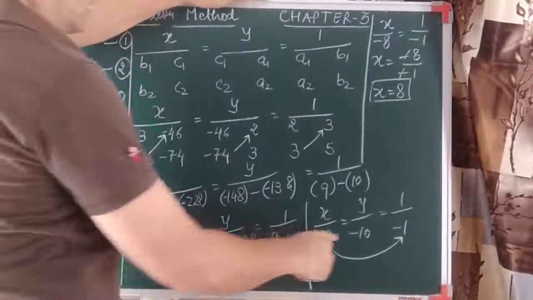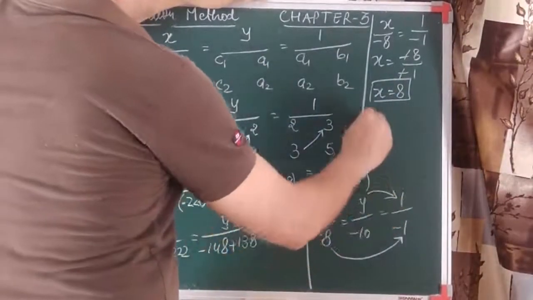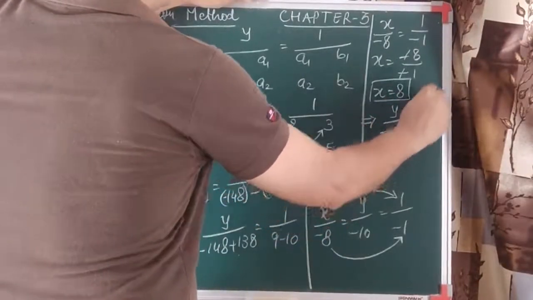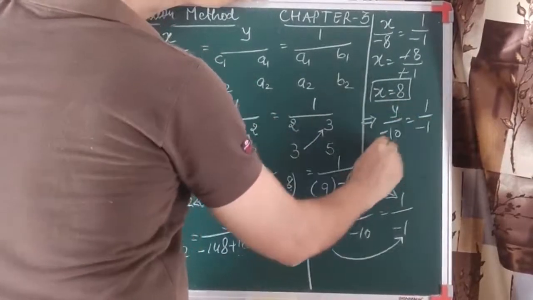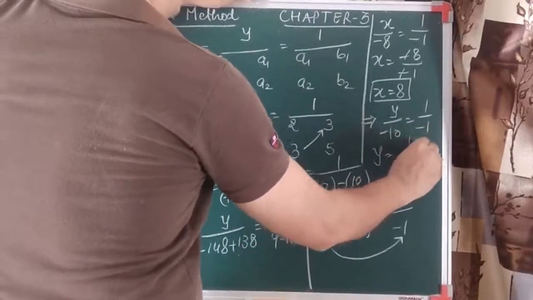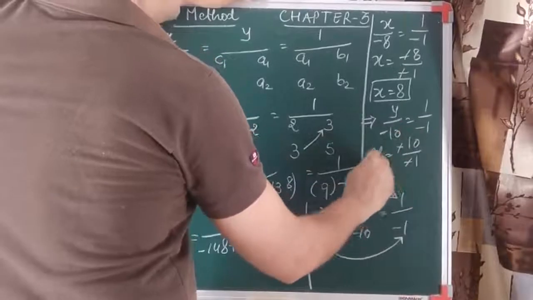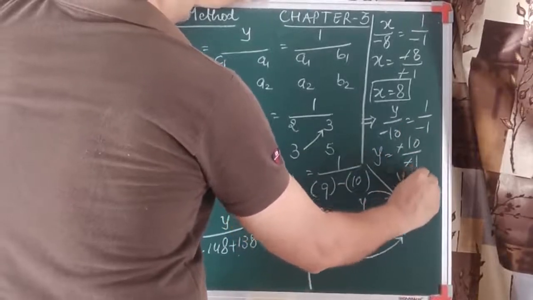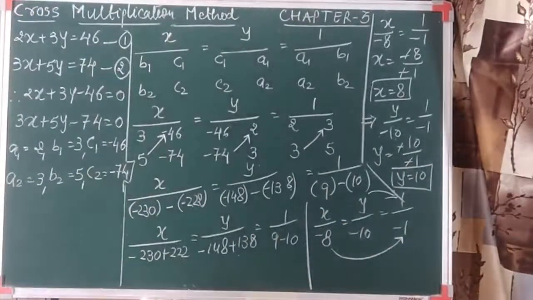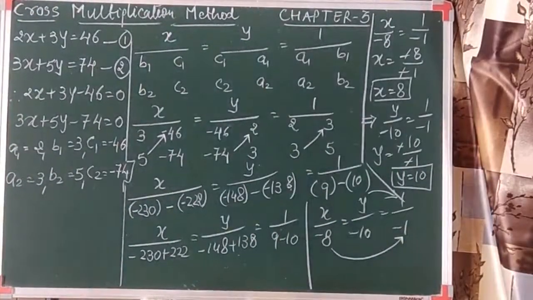The same way, compare y and constant. y upon minus 10 is equal to 1 upon minus 1. Again I will take the denominator of y to the right hand side. So it is minus 10 upon minus 1. So the sign will cut. So the value of y is equal to 10. So thus the value of x and y is 8 and 10 respectively.